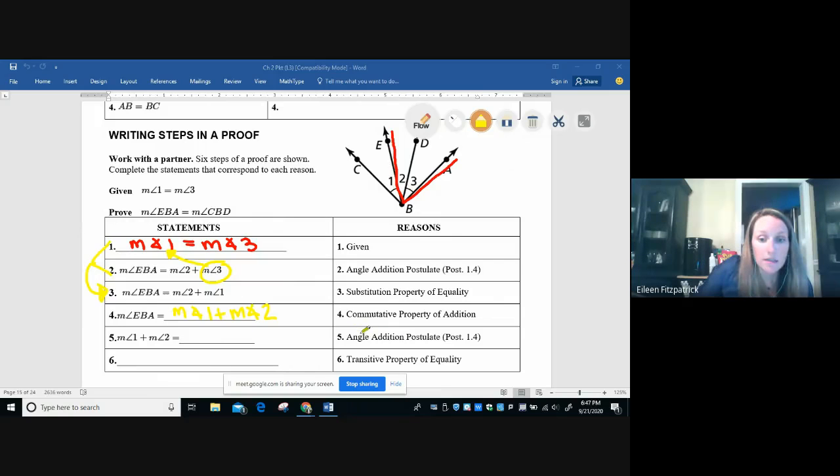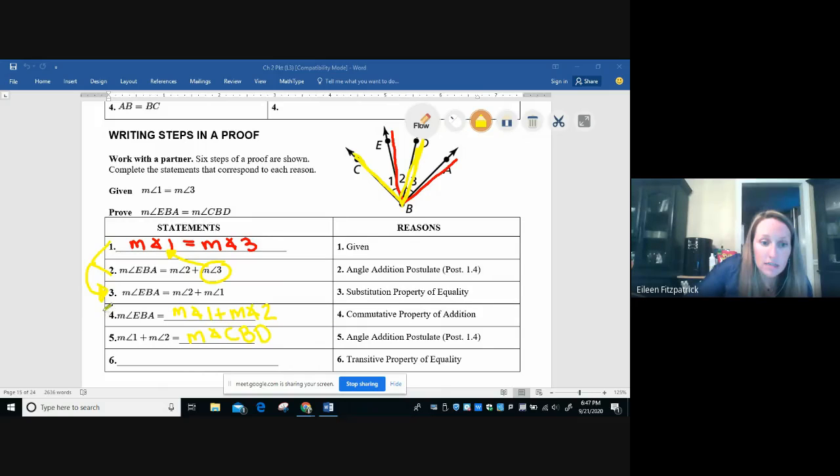We're going back down to the angle addition postulate. Angle 1 plus angle 2, those two angles, when added together, form this big yellow angle. And you just have to name it. Okay, the name of that big yellow angle would be angle CBD or DBC, depending on how you name it. So it's the measure of angle CBD.